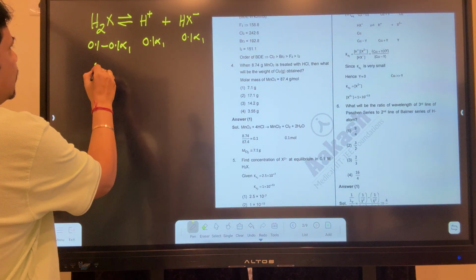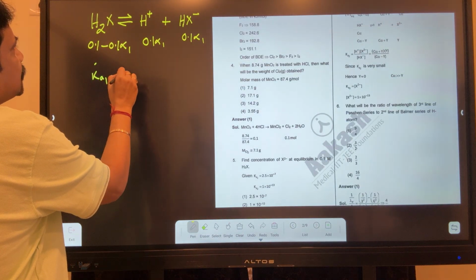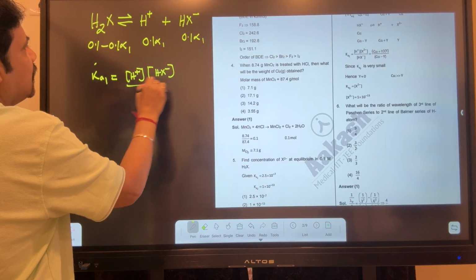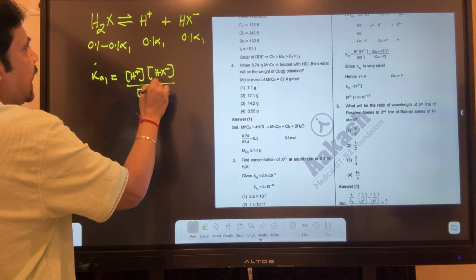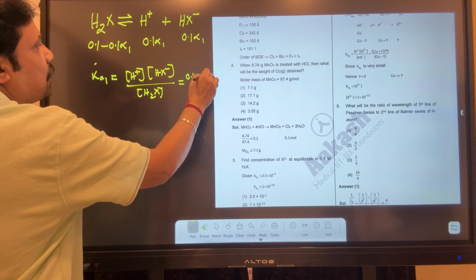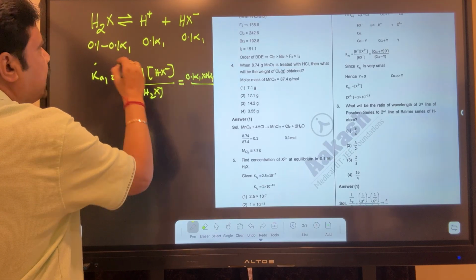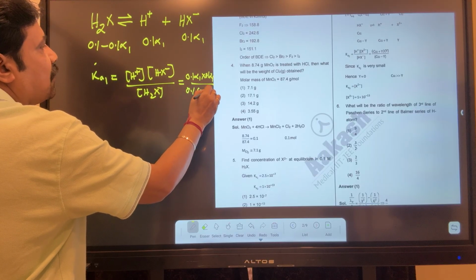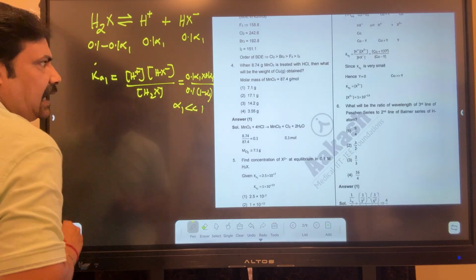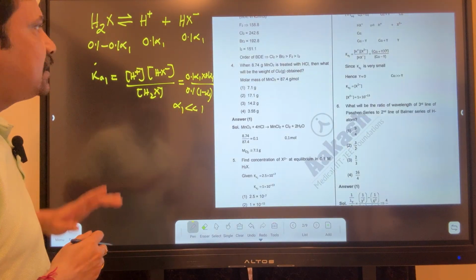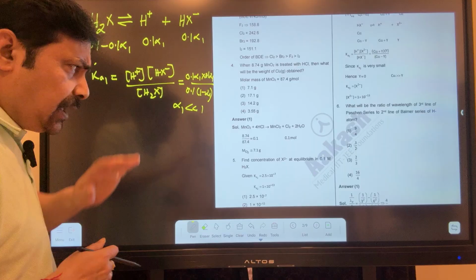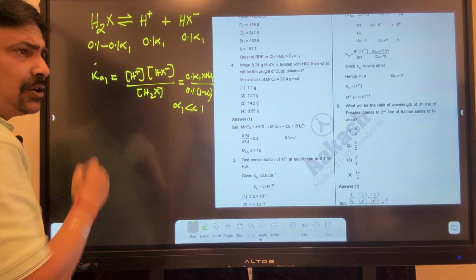Then immediately I can write my K1 expression equals H plus concentration into HX minus concentration divided by H2X concentration. Now all those values we know. This is 0.1 alpha 1, this is also into 0.1 alpha 1, and this, if you take 0.1 common, is 1 minus alpha 1. Now if alpha 1 is very much less than 1, then we can neglect it and write 0.1. But they didn't ask you this K1, they provided it. K2 also they provided. Now for K2, how will we write it down?